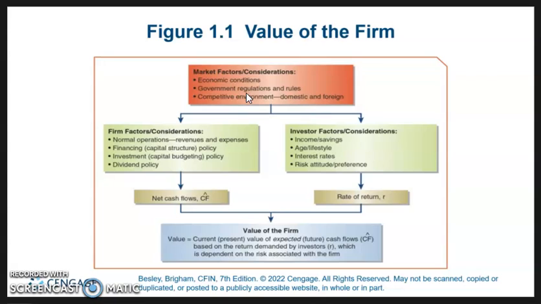Then the next factor is firm factors. We have operations, financing, so capital structure, the debt equity decision. So debt is beneficial to a point. At some point, it becomes a burden and will overburden the firm. Investment, capital budgeting. So what do we invest in? We need to invest in projects that earn a return that is at least the firm's cost of capital. So those combined together create cash flows.